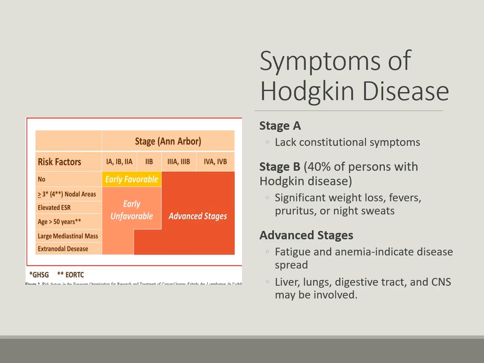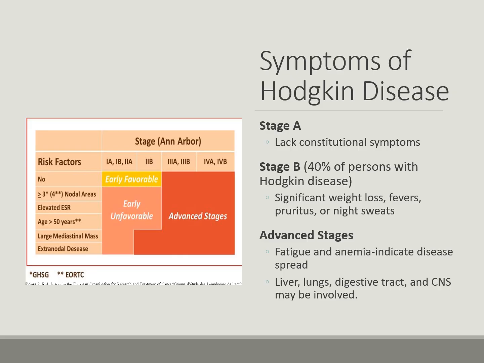In stage B Hodgkin's lymphoma, and this is about 40% of cases, we might see things like significant weight loss, fevers, itching, night sweats. They'll probably become more susceptible to things like infection. And then in advanced stages, these patients experience fatigue and anemia, and these signs indicate a more accelerated disease spread. And then there can also be involvement of the liver, lungs, digestive tract, and central nervous system.